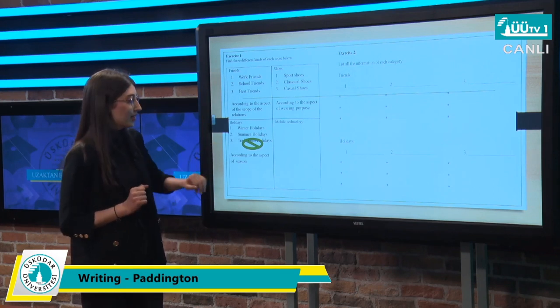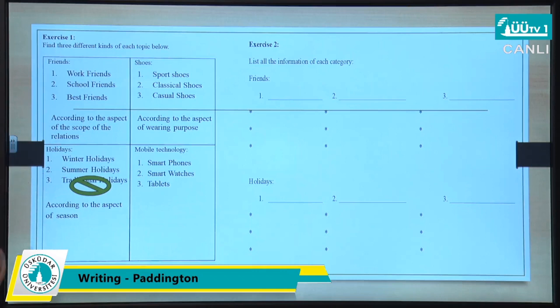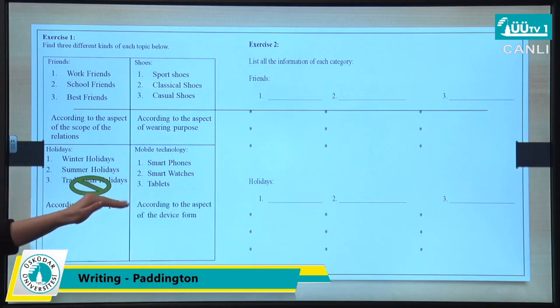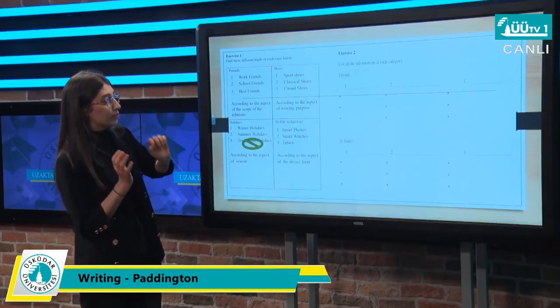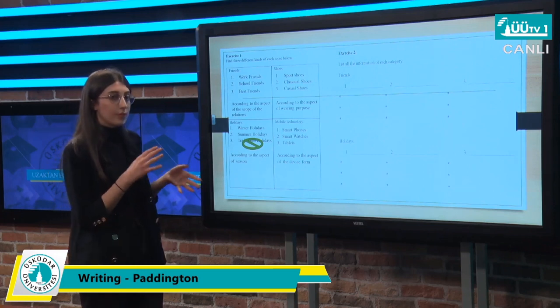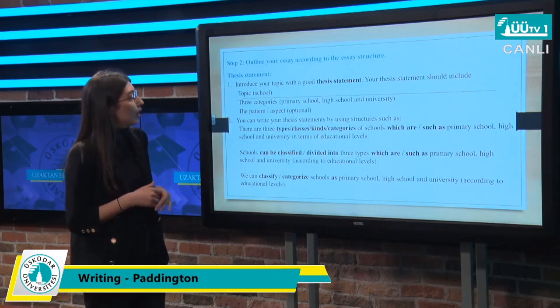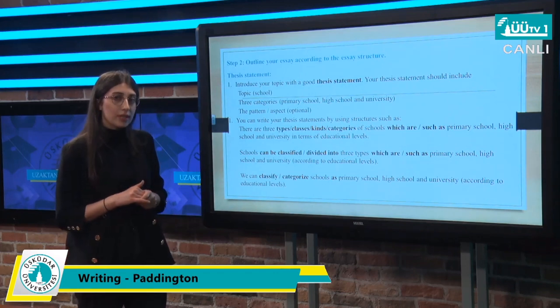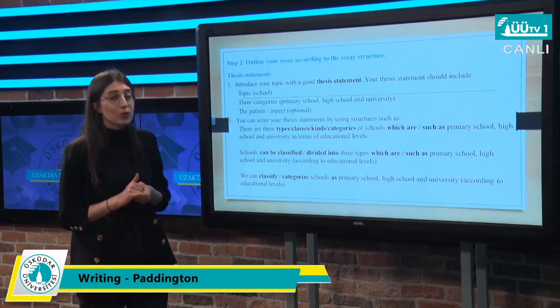It's the other type. And mobile technology, I wanted to write about smartphones, smartwatches, and the tablets. Why? Because I chose the aspect of the form of the device. Okay, so this is how I mainly brainstormed about the topics here. And let's move on. Step 2 is your outline.